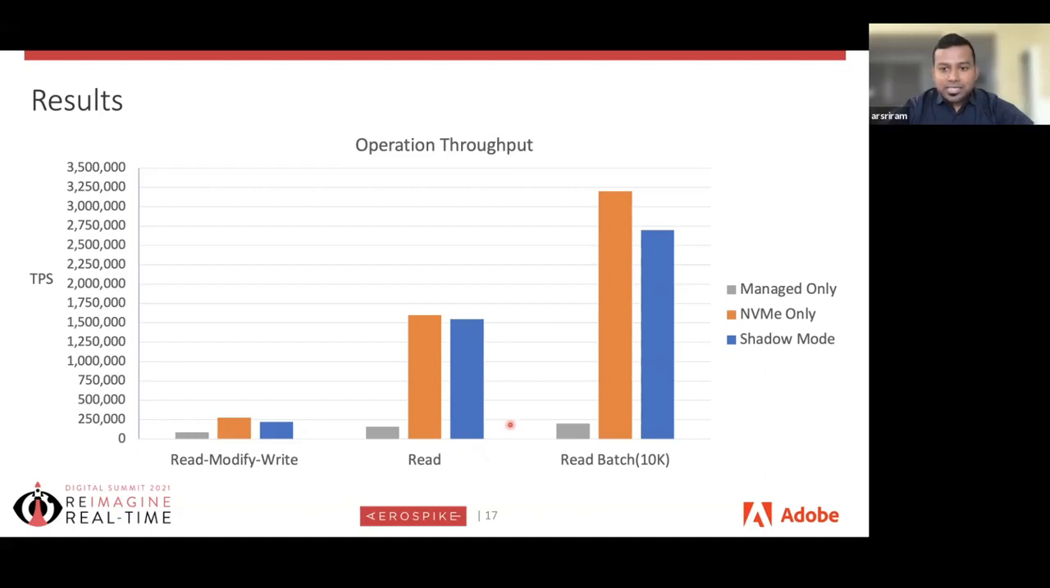Shadow mode also has excellent performance, but there are some trade-offs in terms of data durability. Sorry, I meant to say NVMe mode has slightly better performance, but there are some trade-offs in terms of data durability, and we will discuss some of those aspects in the coming slides.